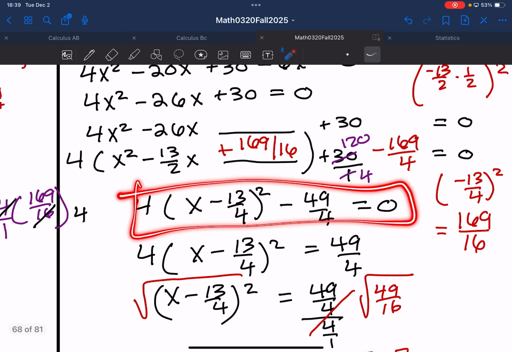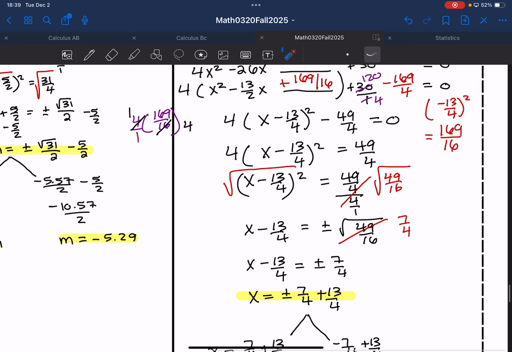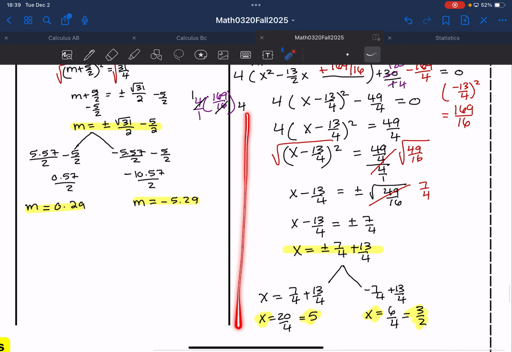This right here is our completing the square form. Okay, so if the question was complete the square, that would be your answer. If the question is solve by completing the square, then everything we did after, so all of this step here, is the solving part.